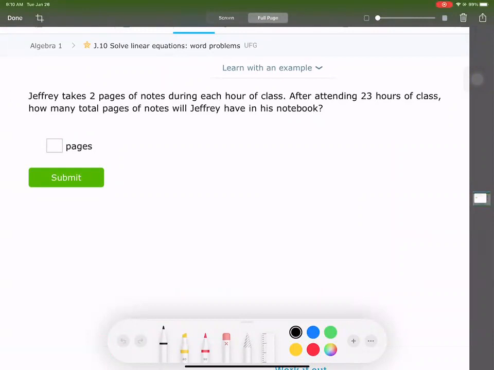Okay, so our first idea is just to be able to translate numbers to words and the situation, what's going on. So I'm just going to use my little highlight here. He takes 2 pages of notes during each hour of class. If he goes to 1 hour of class, he's going to have 2 pages of notes. If he goes to 2 hours, he's going to have 4 pages. If he goes to 3 hours, he'll have 6 pages. So after attending 23 hours of class, how many total pages of notes will Jeffrey have?